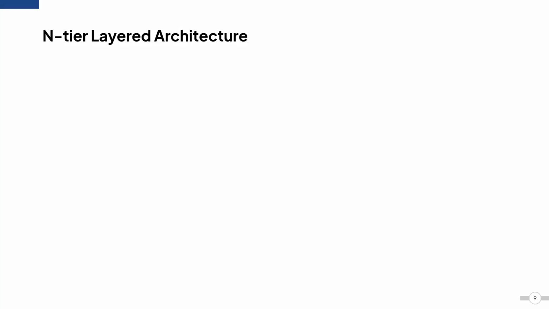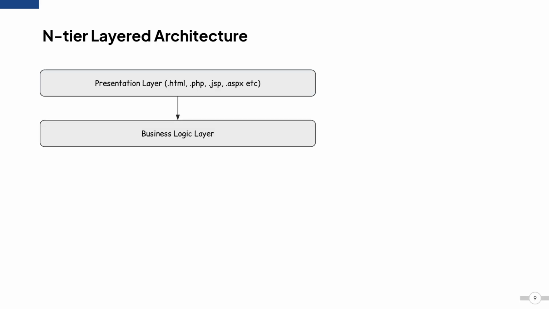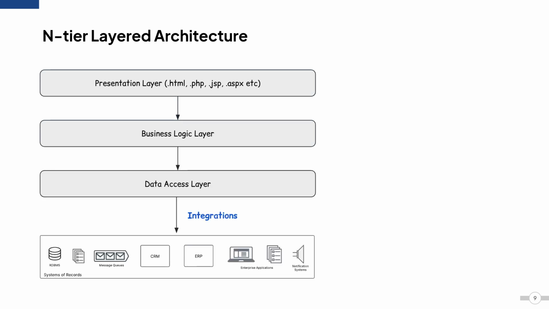And if you look at n-tier layered architecture, it is an extended version of the three-tier architecture. Basically, you can consider three-tier architecture as a specialization of n-tier layered architecture. So here you will have multiple layers, and possibly there is a presentation layer, which could be in different technology terms. It could be an HTML file, a PHP file, JSP, ASPX kind of files, and there can be a business logic layer, and then a data access layer, and that's where mostly the integrations may be happening when it comes to connecting with systems of records.